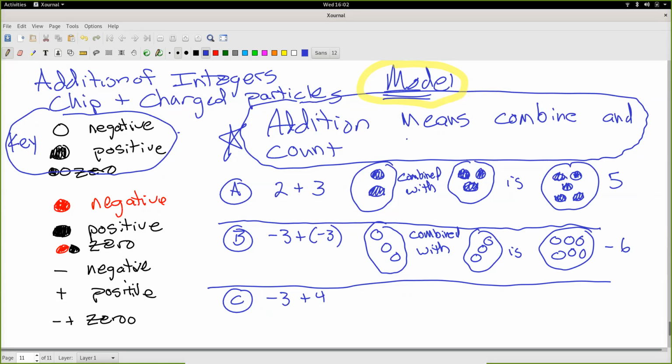Next one. I've got a set of -3 combined with another set of -3. I combine them together. I get a set of -6. Pretty straightforward. All right, let's do my next one.